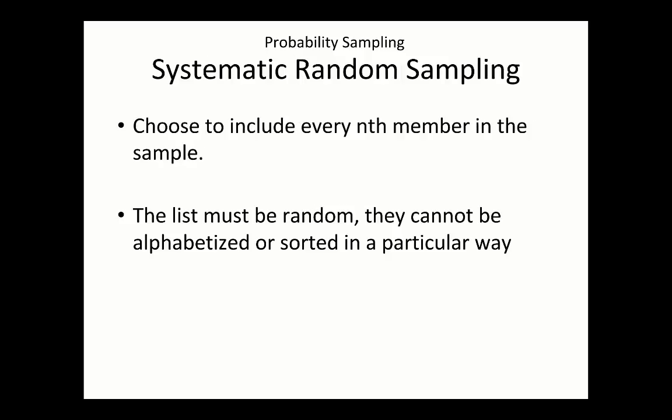Systematic random sampling is a simple random sampling method, where the selection process is a bit more detailed, where you choose to include every nth member in the sample. For instance, you might have a random number of names, and you choose to include every fifth name in the sample. The order of the names must be random. They cannot be alphabetized or sorted in any particular way. This is a useful way of sampling when you're unable to carry out sampling with the help of software.